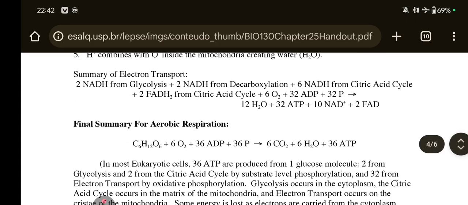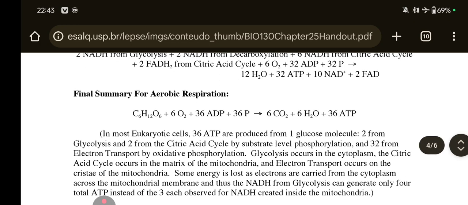Summary of electron transport chain: 2 NADH from glycolysis plus 2 NADH from decarboxylation plus 6 NADH from citric acid cycle plus 2 FADH2 from citric acid cycle plus 6 O2 plus 32 ADP plus 32 P gives 12 H2O plus 32 ATP plus 10 NAD+ plus 2 FAD.